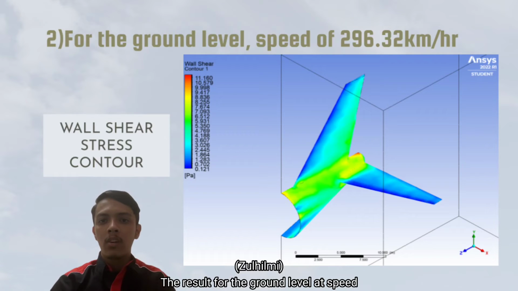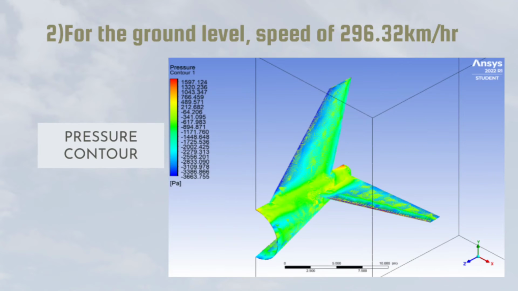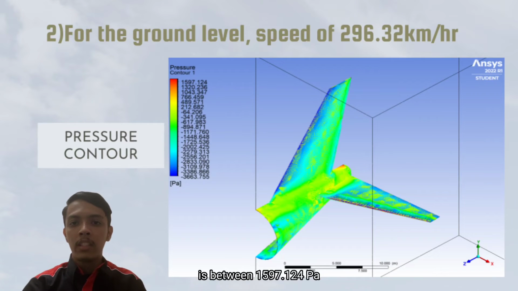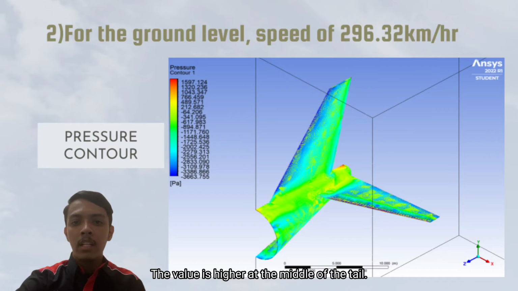The result for the ground level at speed 296.32 km per hour: the shear stress value is between 11.16 and 0.121 Pascal, and the higher value is at the middle of the tail of the airplane. The value of pressure is between 1,597.124 and negative 36,663.755 Pascal. The value is higher at the middle of the tail.